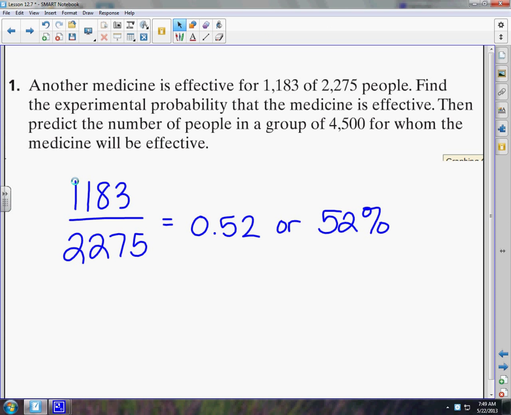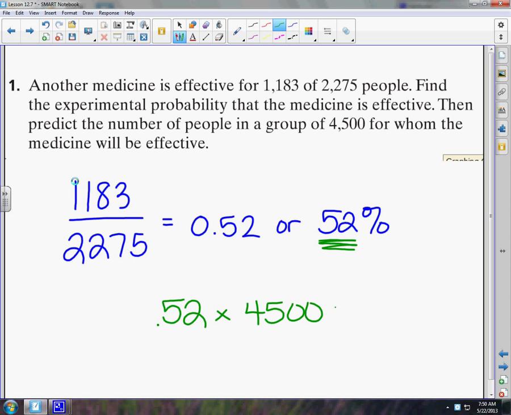Find the experimental probability that the medicine is effective. Then predict the number of people in a group of 4,500 for whom the medicine will be effective. So then I take this number, 0.52 or 52%, and I multiply it by 4,500. And that equals 2,340 people the medicine would be effective for.